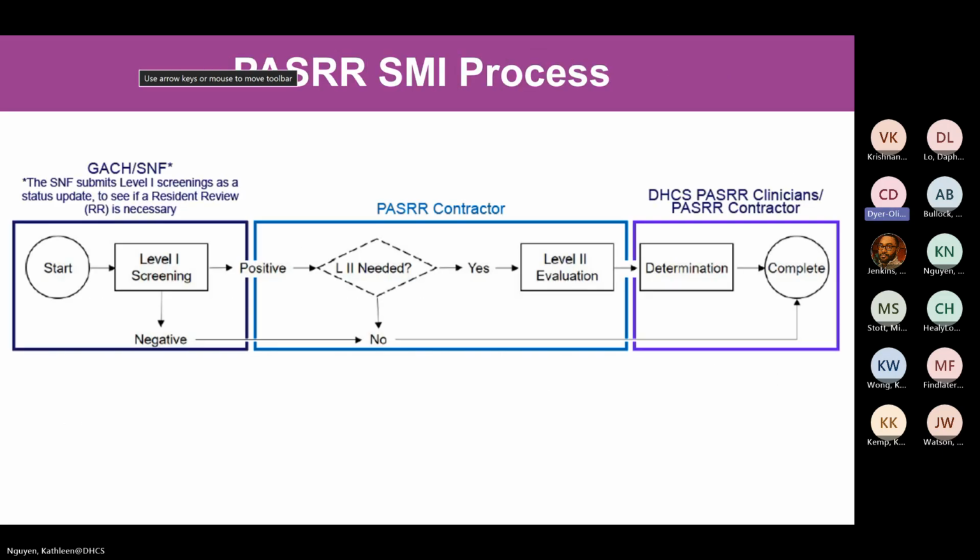So, the PASRR SMI process. The SMI process is one of two parallel processes in the PASRR system. The process begins with the level 1 screening, which is divided into 3 parts. The facility is responsible for submitting the level 1 screening. The contractor, whose name is Accentra, takes over to conduct the evaluation. And then finally, the Department of Healthcare Services, DHCS, makes the determination. At any point in the process, if the result is negative, the PASRR process is complete and the case is closed.